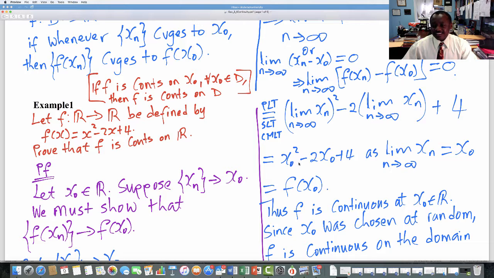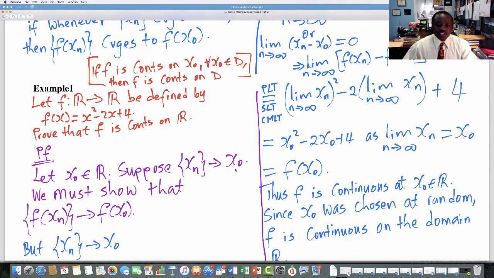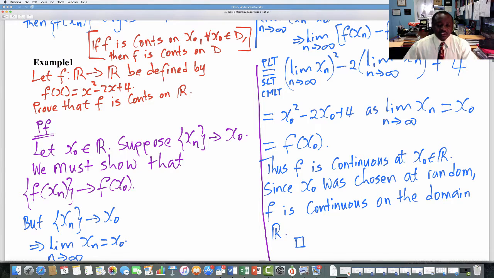But x naught squared minus 2x naught plus 4 is simply f of x naught from the definition of f. So we have shown that whenever xn converges to x naught, f of xn converges to f of x naught. Thus, f is continuous at the point x naught in R. Since x naught was chosen at random or arbitrarily, we can conclude that f is continuous on the domain R. As a matter of fact, polynomial functions are continuous on R.